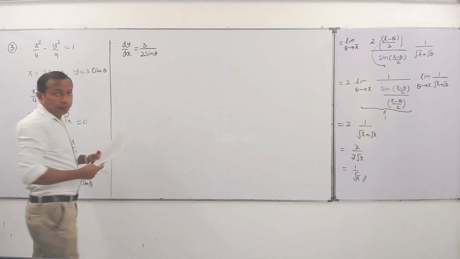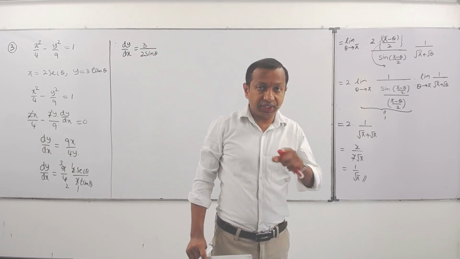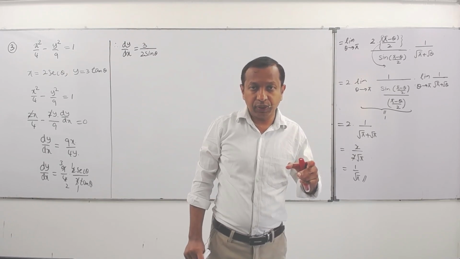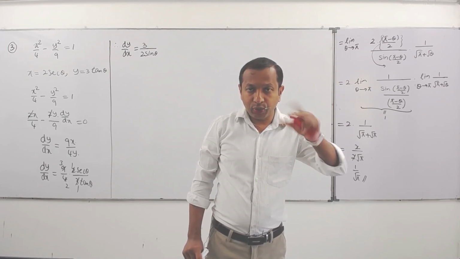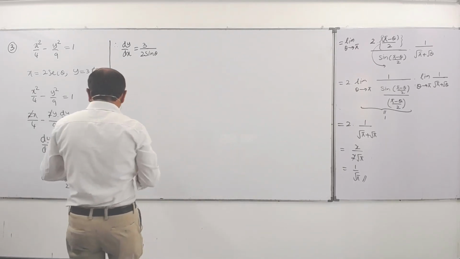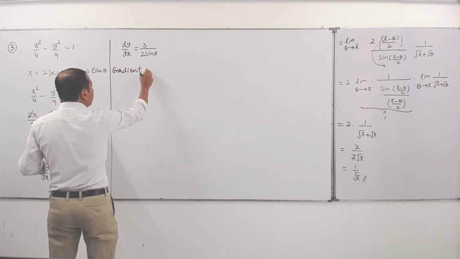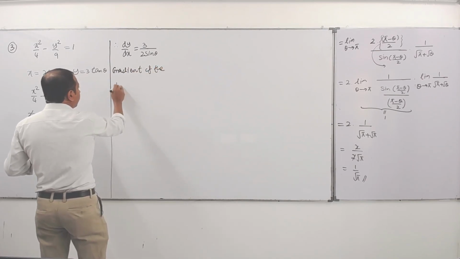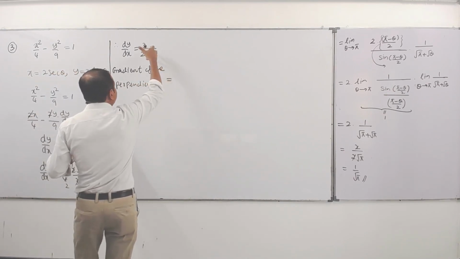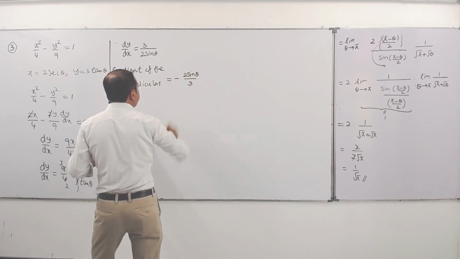Right. Now dy by dx gives us what, people? The gradient of the tangent. We need the gradient of the perpendicular to find its equation. The gradient of the perpendicular can be obtained by taking the reciprocal of the gradient of the tangent and multiplying by minus sign at the same point. So therefore the gradient of the perpendicular is the reciprocal of this, minus 2 sine theta by 3.